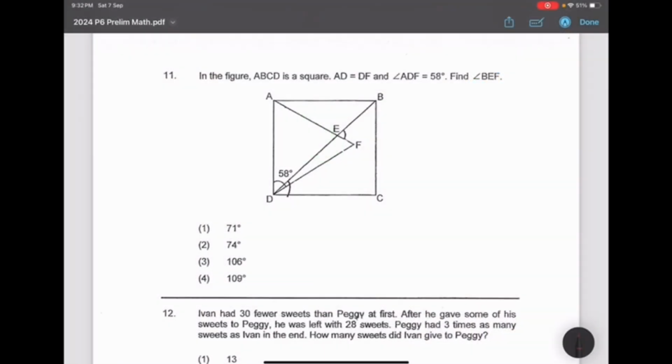Alright, next question. Question 11. Here we have an angles question. Along the way, I'll be using certain concepts and writing them down at the side. So please take note and memorize them. Alright, jumping in. In the figure, ABCD is a square.